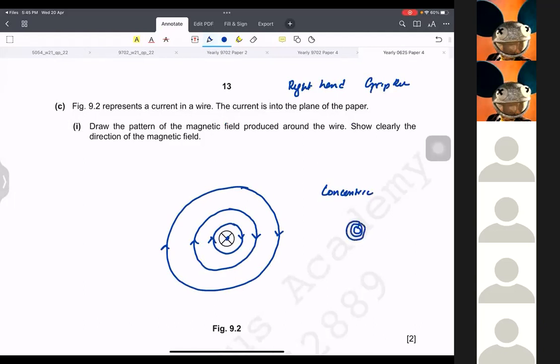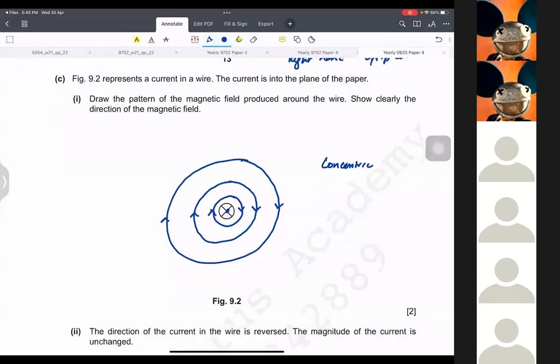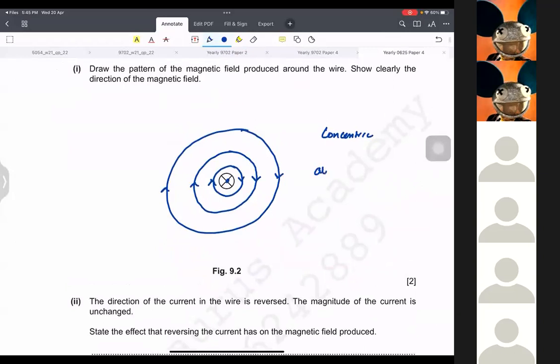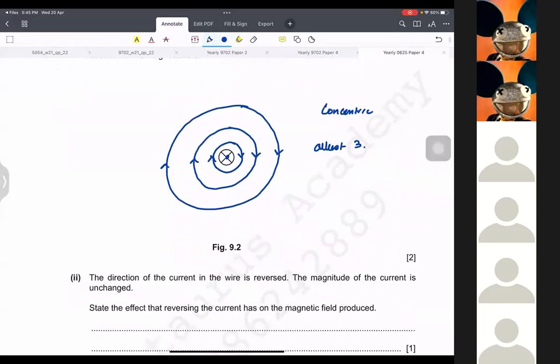Do not attempt like this. These are not concentric. Concentric means the center one is the smallest, then it gets bigger, and the last one gets even larger, like that. So please make concentric circles. Do not make similar circles. Okay. And at least 3. So remember that. If you have done it right now, please give yourself full credit.